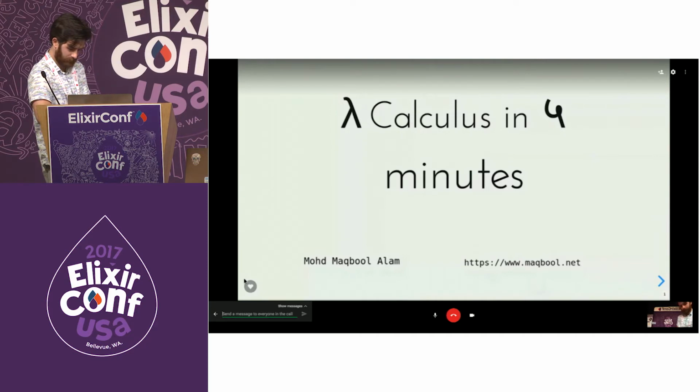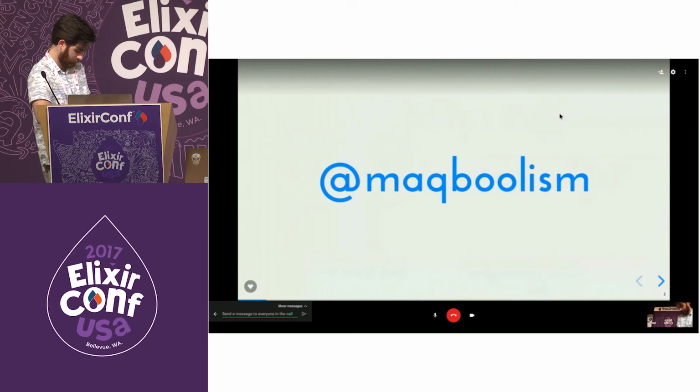So, lambda calculus, some funny looking character. This character is used to represent the numeral 5 in Hindi. And I am @Maqboolism on Twitter.